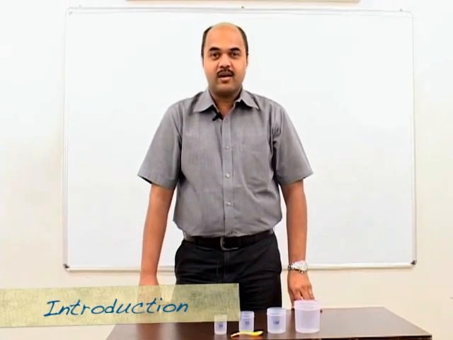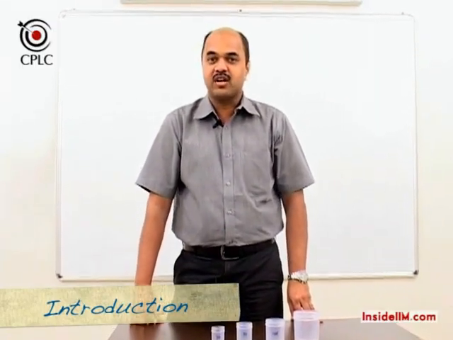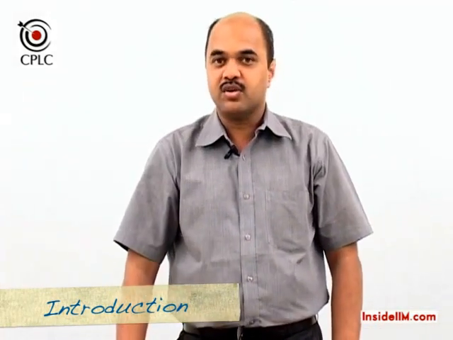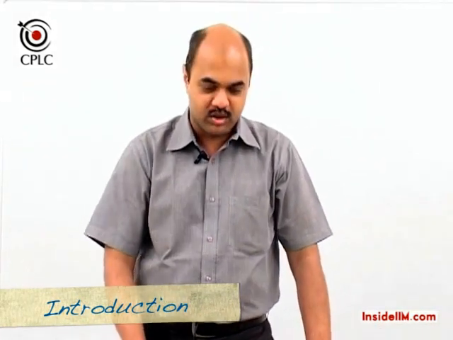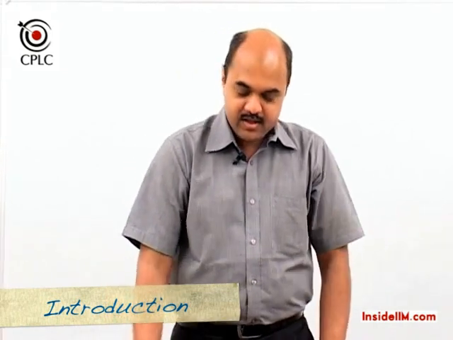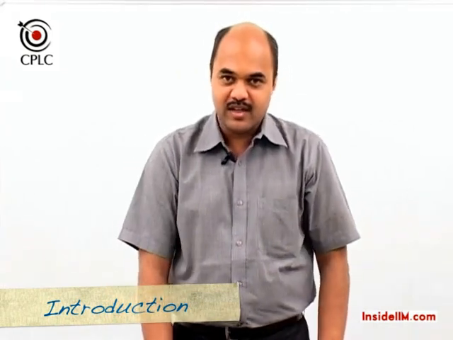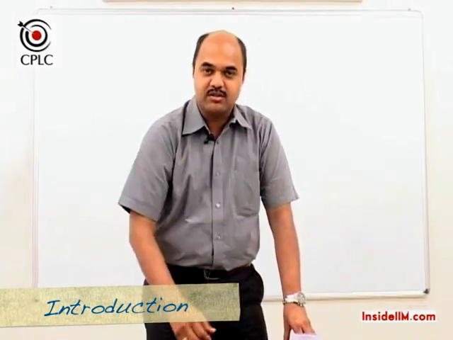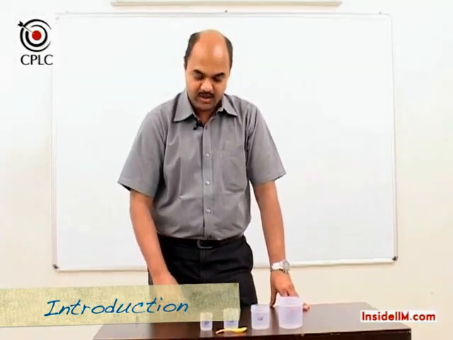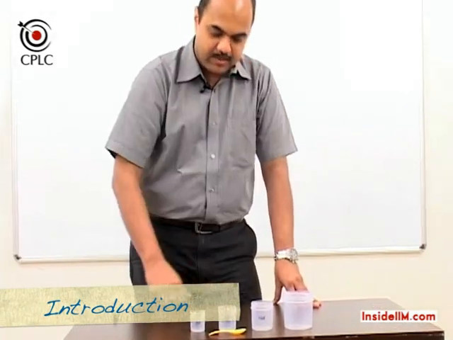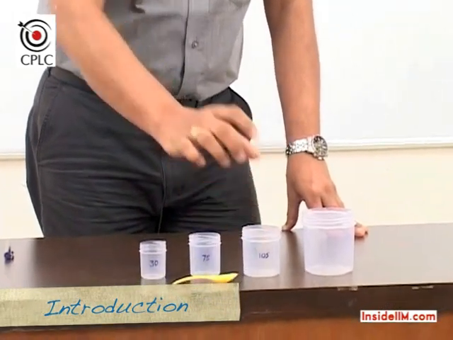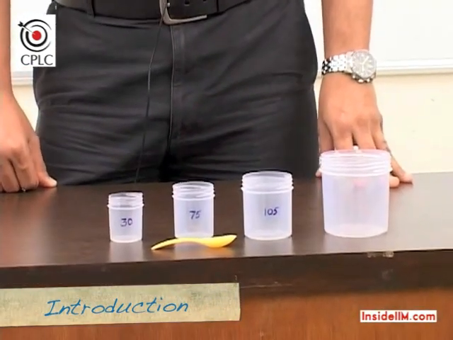Hi, welcome again. We're about to start with our third session now, and you can see we have some containers out here. So let me just explain to you what this is all about. Suppose we have these three containers, and if you notice, this container has a capacity mentioned. Let's assume it is 30 ml. This container has a capacity of 75 ml, and this is a third container having a capacity of 105 ml.